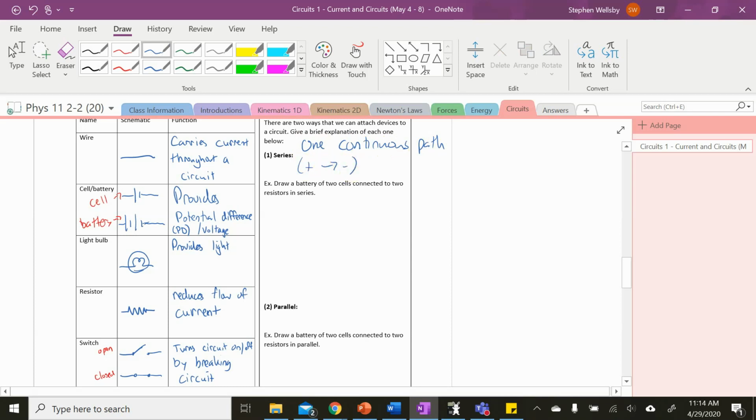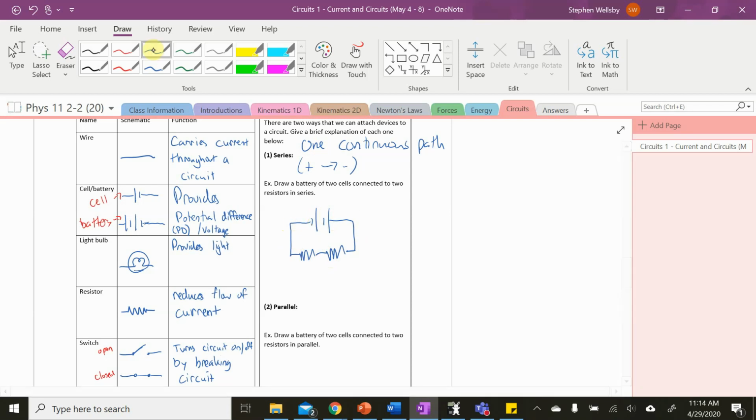So what this would look like if we were going to draw a battery of 2 cells connected to 2 resistors in series, that circuit would look like this. We've got our battery made up of 2 cells, and it's connected to resistor 1 and resistor 2, in series. So you can see there's only one path for the charge to flow through, and so there's only one place for the charge to go. We're talking about conventional current, positive charge flowing out of the right-hand side through the 2 resistors back to the negative terminal of the first cell.